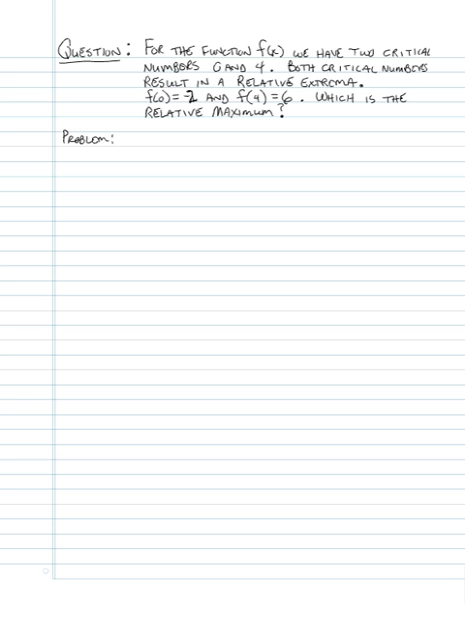So our problem is going to be this: find the relative maximum and the relative minimum of the function f of x is equal to the fraction x squared minus 2x plus 4 all divided by x minus 2. So that's what we're to do. It's related to the question above.